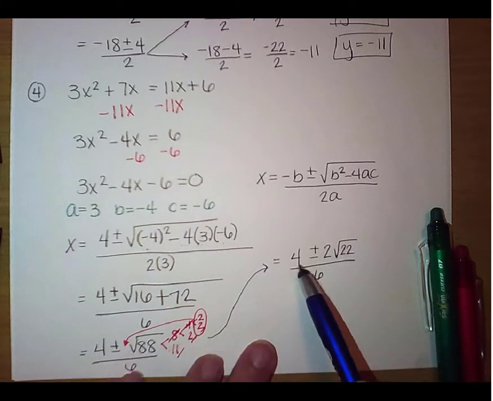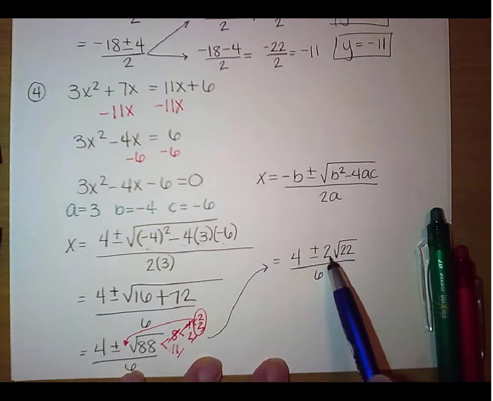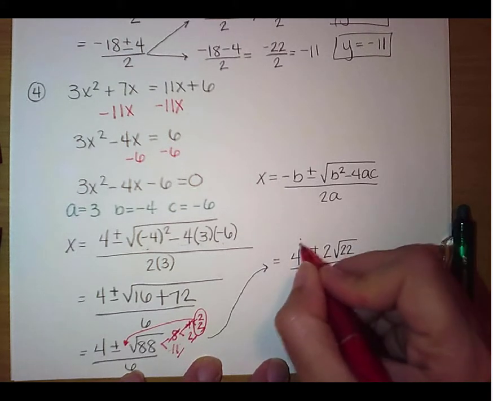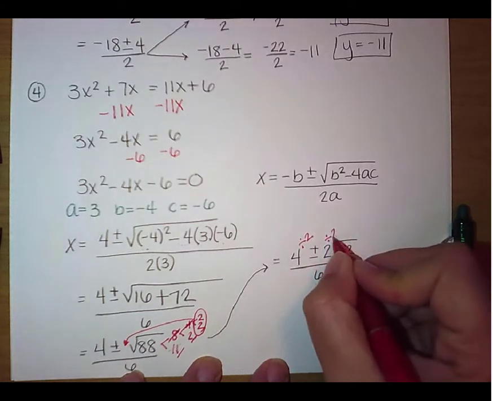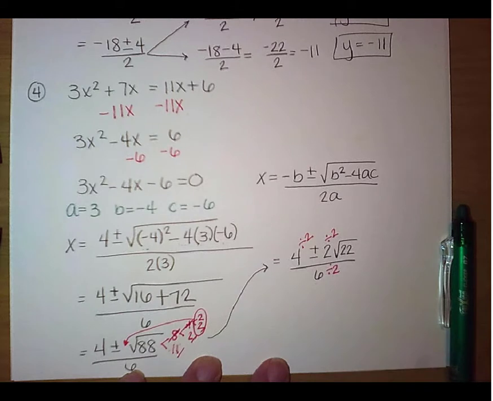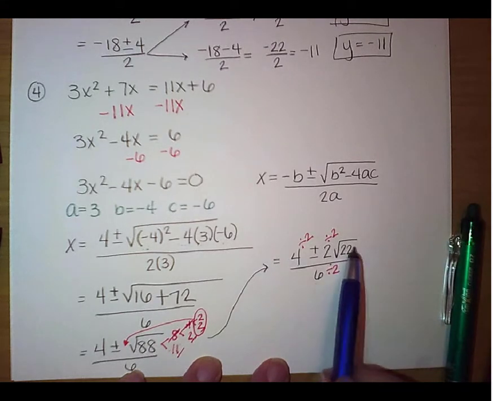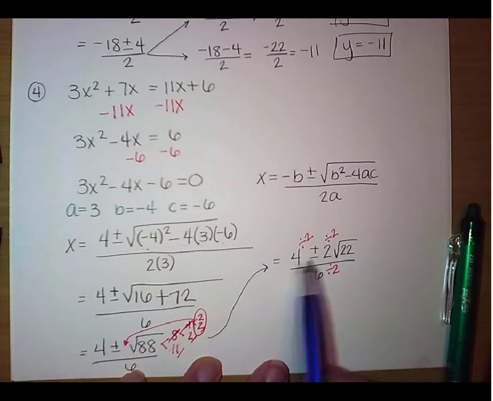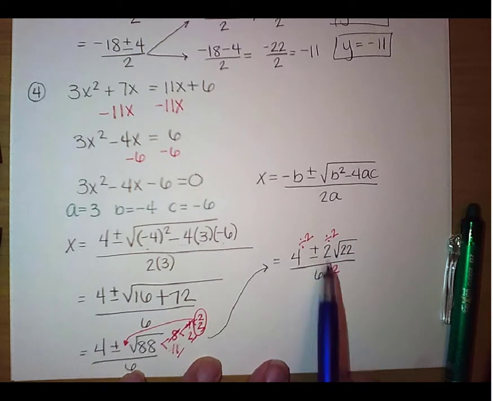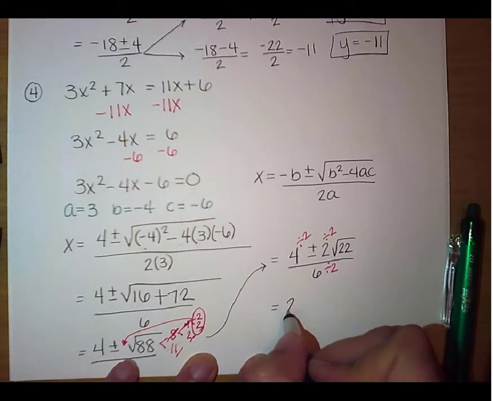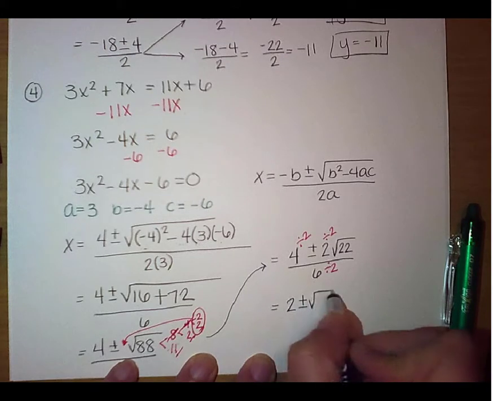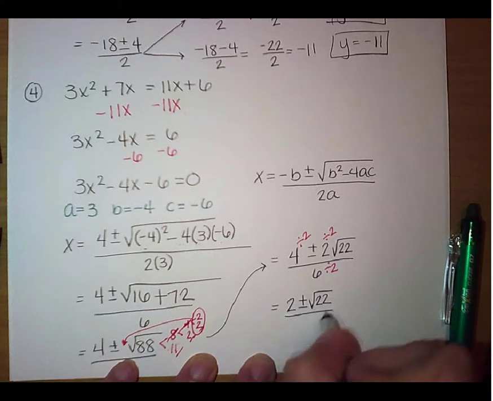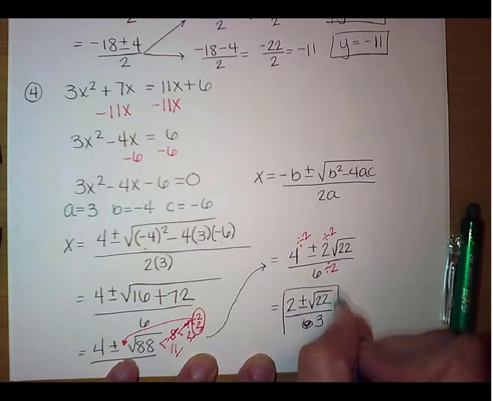Now again, look at the numbers here. You have a 4, a 6, and a 2. All three of these numbers are divisible by 2. So we are actually going to divide out a 2 from all three of these numbers. Now when we do this, notice I didn't talk about the 22 underneath the radical. You're never going to talk about him. You're only going to talk about these outside numbers, and they all have to be divisible by the same exact thing. So this is going to give us 2 plus or minus the square root of 22 divided by 6. Nope, excuse me, that was wrong. Divided by 3.